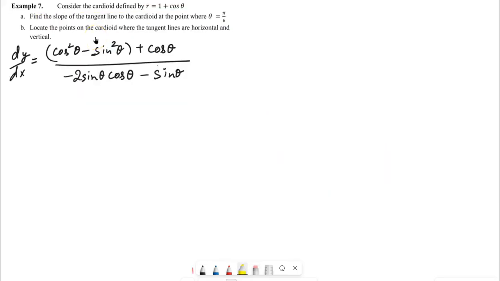So we've already figured out dy by dx for the first part. I'm going to work on the second part now. They say locate the points on the cardioid where the tangent is horizontal. Tangent will be horizontal if dy by dx is 0, basically the numerator is 0.